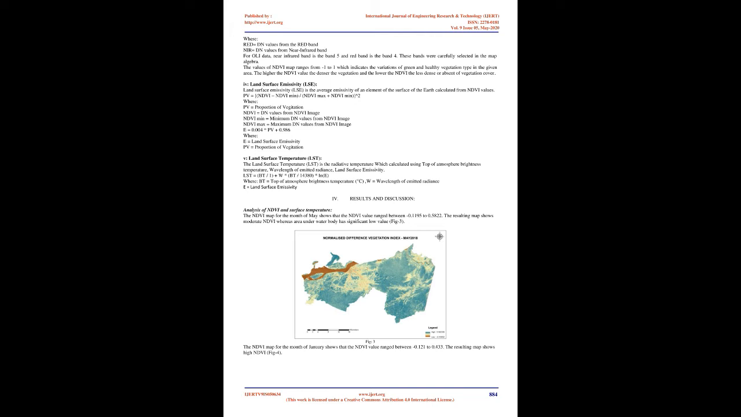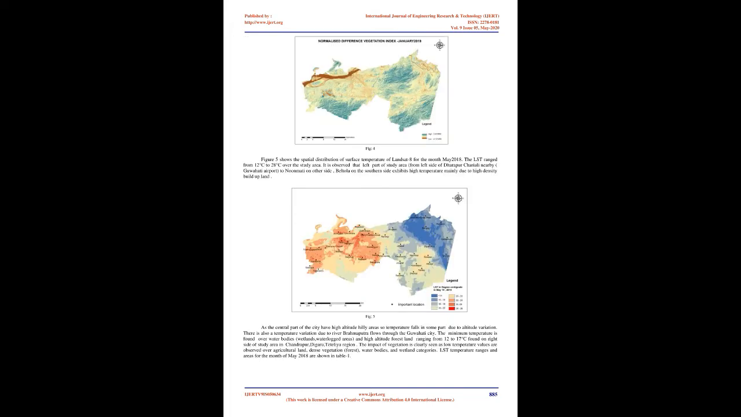Spectral radiance data can be converted to top of atmosphere brightness temperature using the thermal constant values in the metadata file. BT equals K2 over LN of K1 over L plus 1, minus 272.15, where BT equals top of atmosphere brightness temperature in degrees C, L equals TOA spectral radiance in Watt/(m2 * sr * µm), K1 equals K1 constant band number, and K2 equals K2 constant band number.